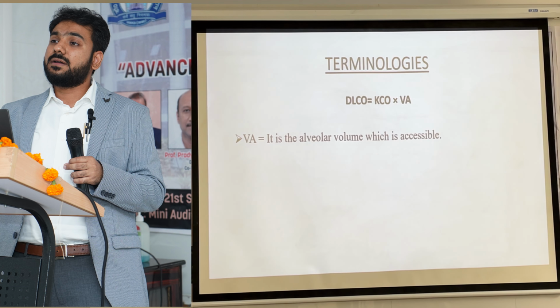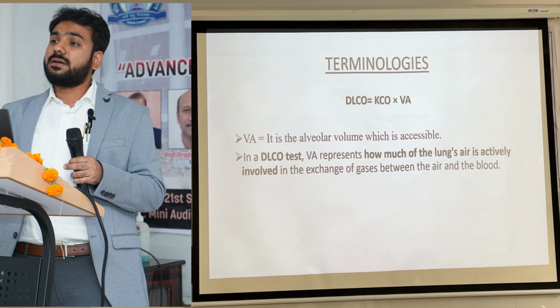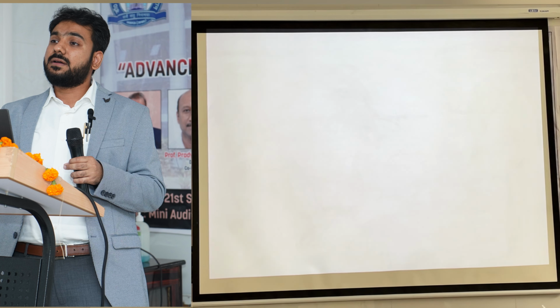Okay, if there is a closed space like bulla or trapped lung which is not taking part in the diffusion, so they won't be calculated as VA. So VA is the accessible alveolar volume which is ultimately taking part in the diffusion process. In a DLCO test, VA represents how much of the lung's air is actively involved in the exchange of gases between the air and the blood. It is measured in DLCO using the helium dilution technique which we have already discussed.